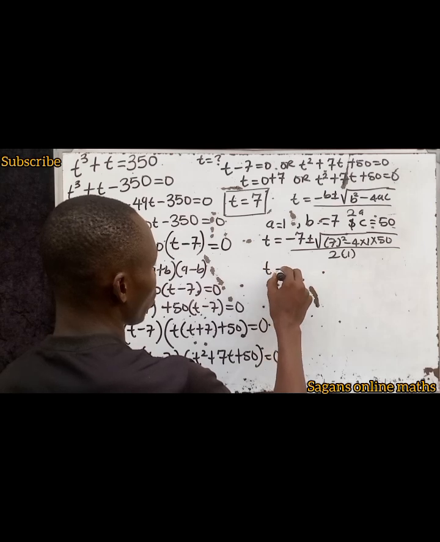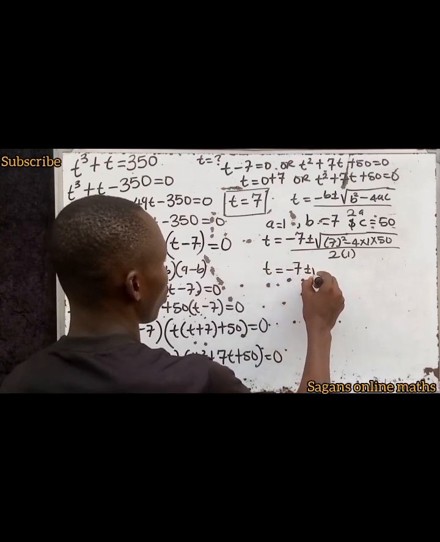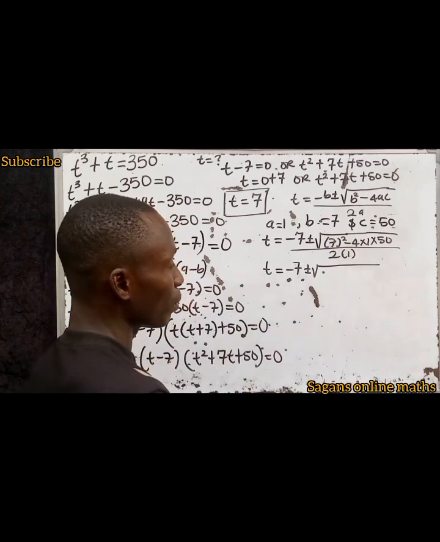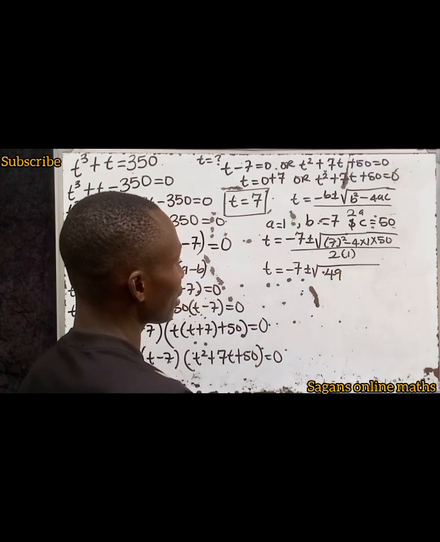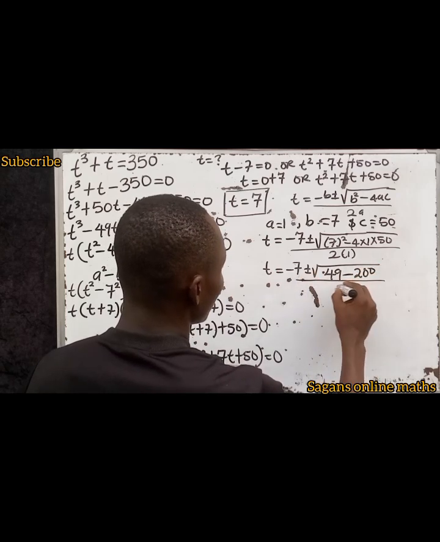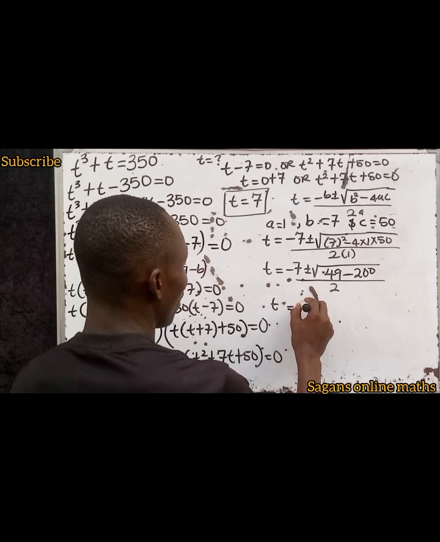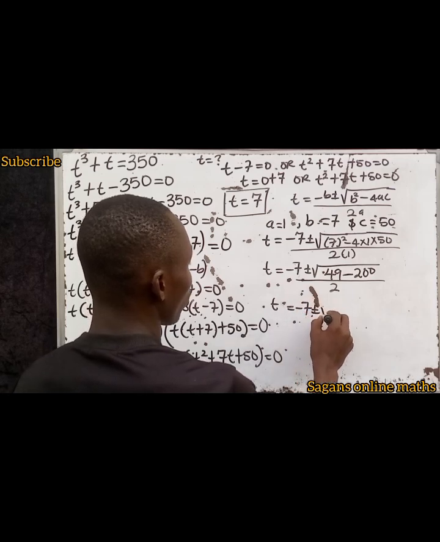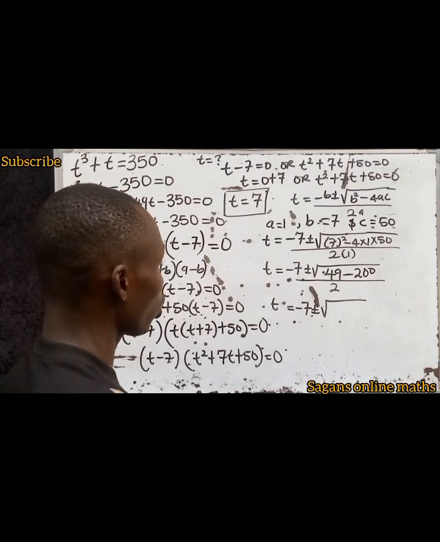Now from this, our t will be equal to minus 7 plus or minus the square root of 7 to the power of 2, which will give us 49, because 7 times 7 is 49. Then minus 4 times 1 gives us minus 4, and minus 4 times 50 will give us minus 200. So there is minus 200, divided by 2, because 2 times 1 is 2. That means t is equal to minus 7 plus or minus the square root of 49 minus 200, which equals minus 151.